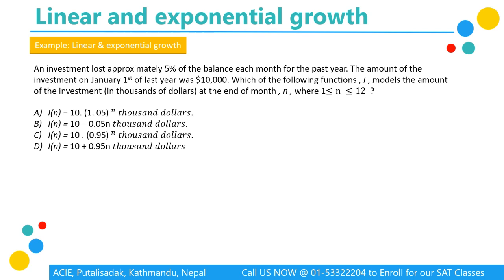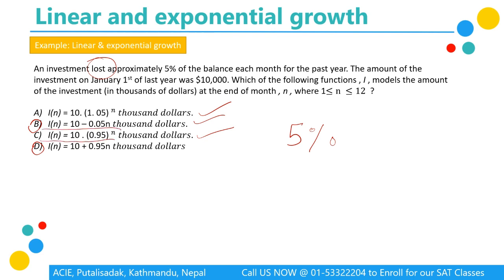Now, what we need to find out first of all is if the equation is exponential or linear. If it's linear, then the answer is either going to be B or D. But if it's exponential, the answer is either going to be A or C. Again, let's read the question. An investment lost approximately 5% of the balance each month. It's losing money, most likely it's going to be using either a negative sign or it's going to be multiplied by a smaller number. Right? So it's either going to be this, B, or it's going to be C.